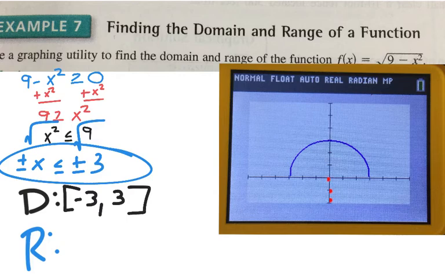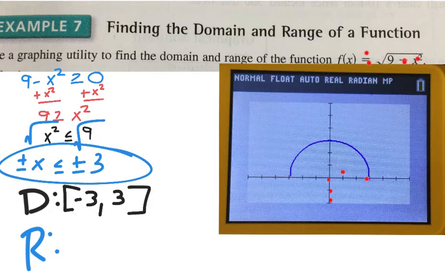So we can't tell exactly what it is, but we know it happens at 3, right? Whatever the lowest value is, it's happening at 3. So if you're second guessing yourself, plug in 3 here. What is 3 squared? 9. 9 minus 9 is 0. The square root of 0 is 0. So the lowest value that this graph takes on is 0.